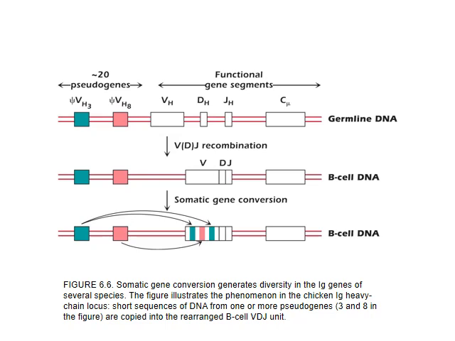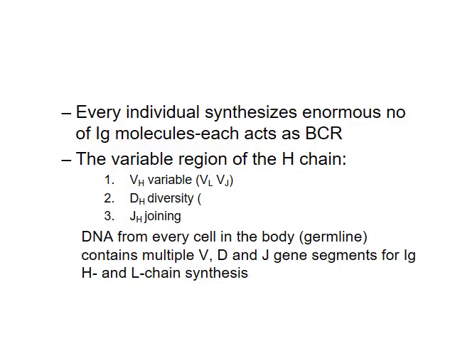So we can estimate that if we have thousands or multiple specificities of immunoglobulin, within one individual we can generate on the order of 10 to 15, and then again we can increase that through somatic hypermutations. So you can see that we have this enormous capability of synthesizing different types of immunoglobulin molecules, and each of them will act as a B cell receptor.